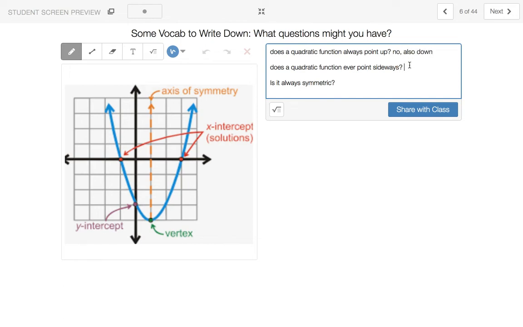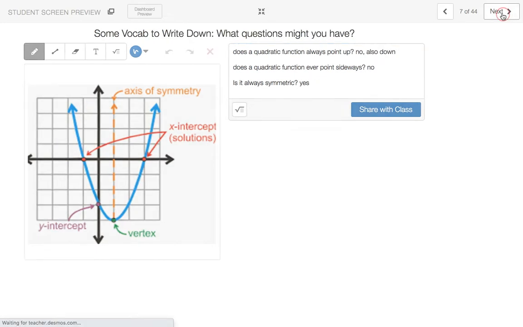as you do these Desmos slides. Does it ever point sideways? And the answer is no. And the reason why is because it would not be a function. We've already talked about how a function behaves, and if you did the vertical line test on a sideways sort of U-shaped graph, it wouldn't be a function. Is it always symmetric? And the answer is yes. I don't know if that's a question that you would have had, but any other questions you would have had, I hope that we get those addressed in this video or this slideshow.